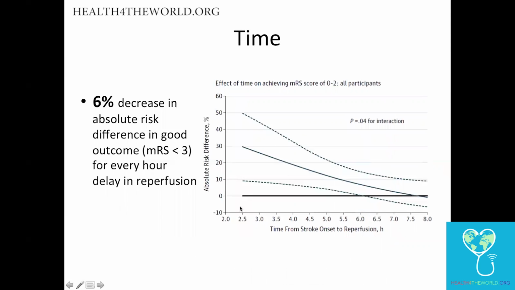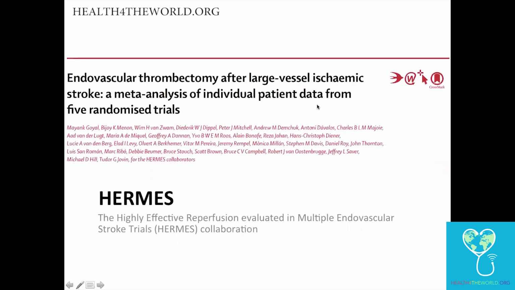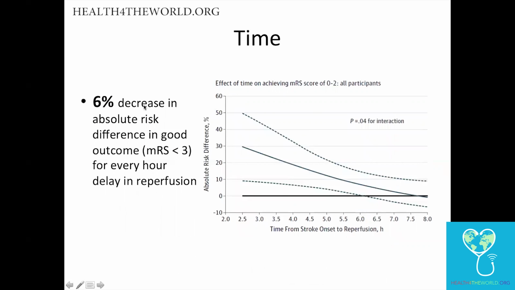This is an image from the MR CLEAN study, showing the effect of time on reaching modified Rankin in all participants. There's a 6% decrease in the absolute risk difference in good outcomes, so modified Rankin of 0 to 2, for every hour delay in reperfusion. What you're saying is that as you extend the time, no matter what's going on, you're meaningfully going to decrease the ability of that patient to have independence in the short and the long term.